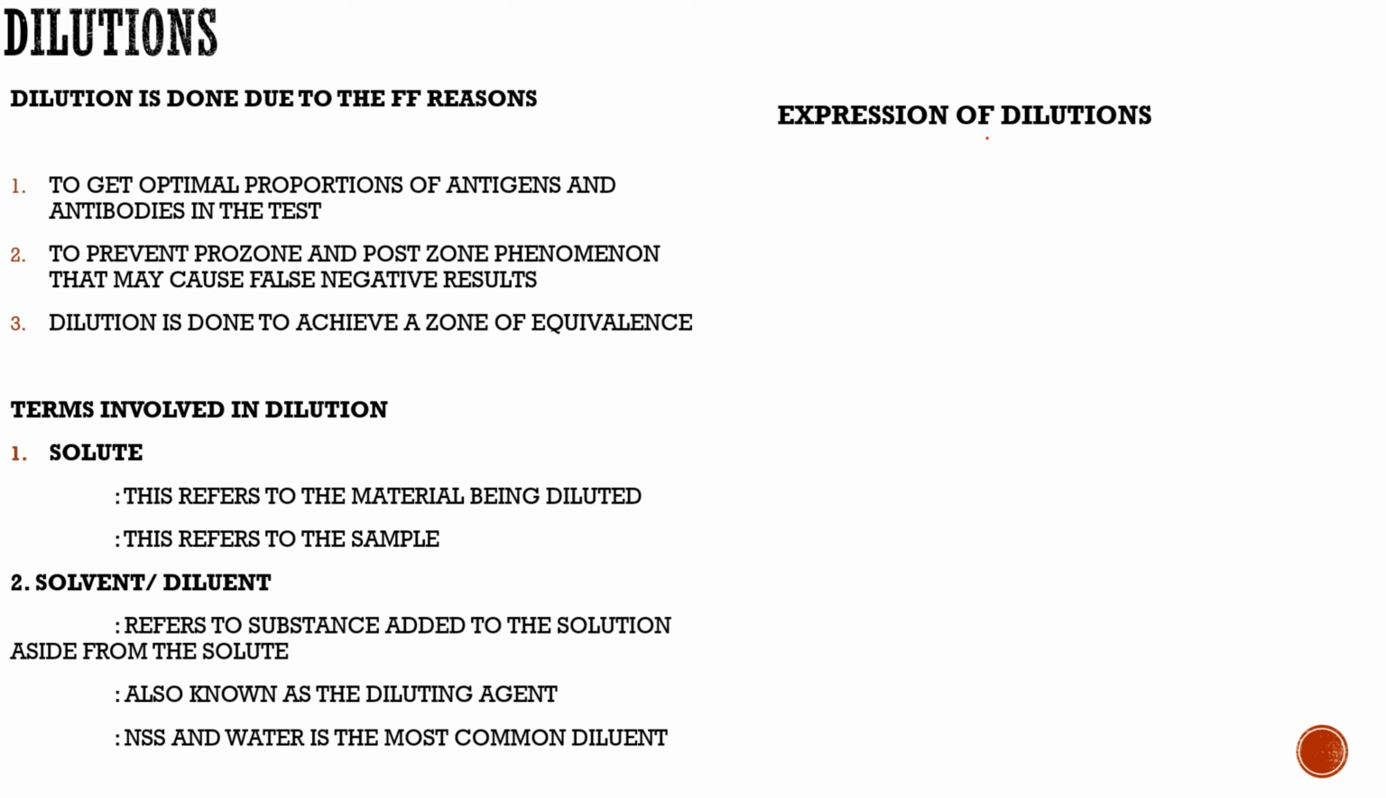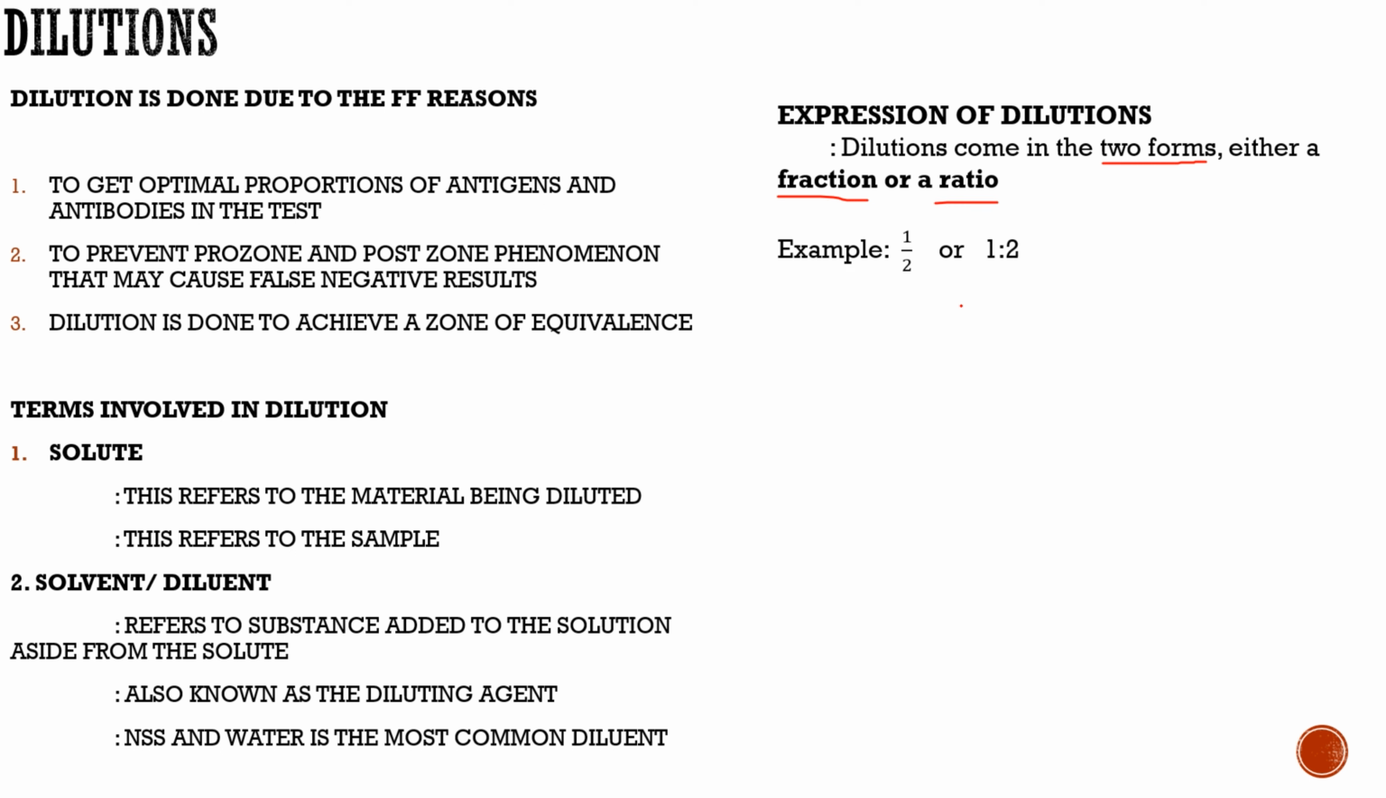Now, how do you express dilutions, class? Dilutions, class, are expressed into two forms. Dalawang forms yan. They are either expressed in a fraction or a ratio. Example, 1 is to 2 or 1/2. Ganyan siya. So, in the two forms siya na fraction or ratio. Mamaya explain ko kung anong difference nila.